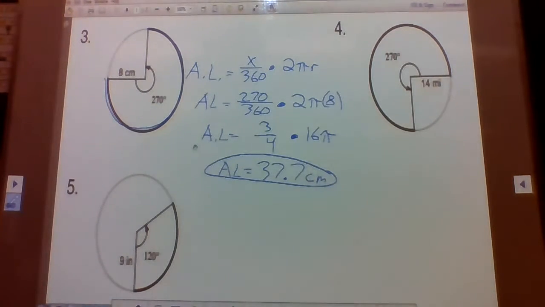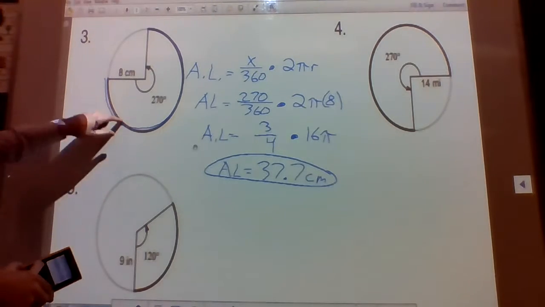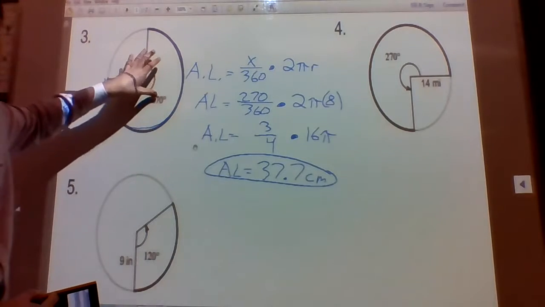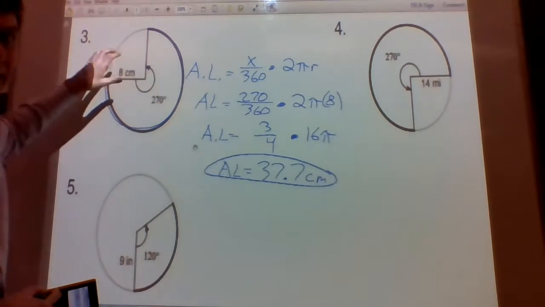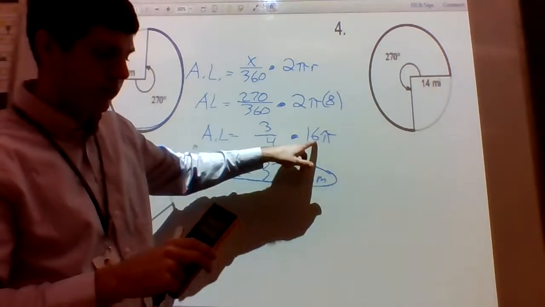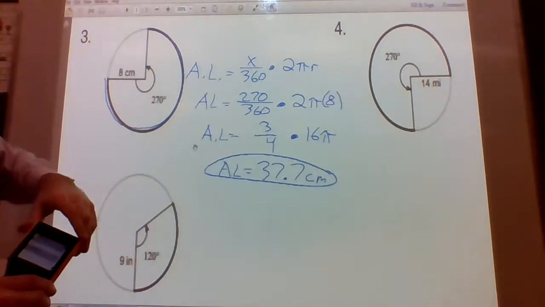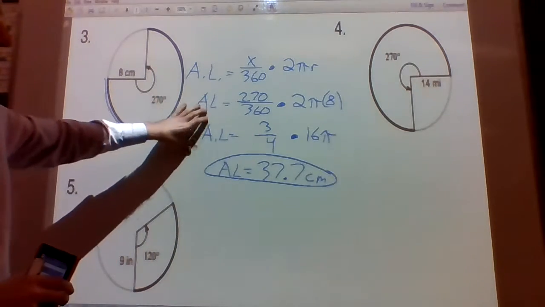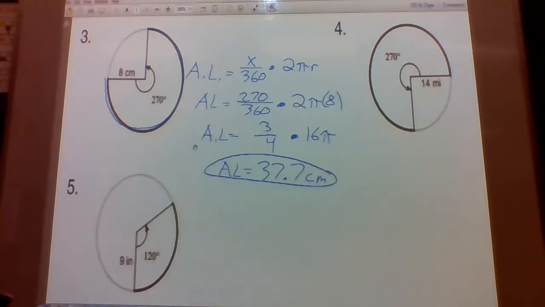The length of the whole thing is 16 pi centimeters, which is 50.3 centimeters. The whole circle is 360 degrees. But we don't want the whole thing. We only want 3/4 of it. We only want 270 degrees out of 360. So that's going to be 3/4 times 16 pi, 37.7.